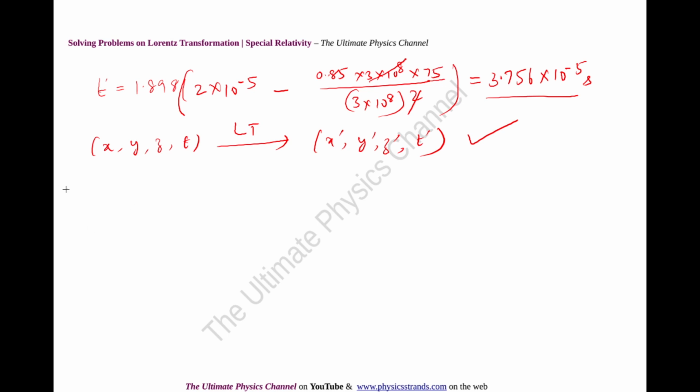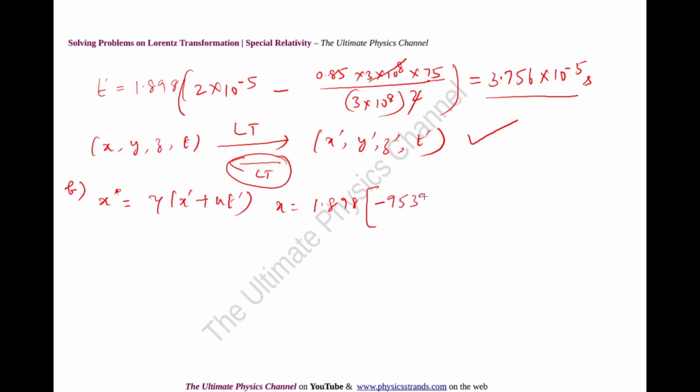Now the second part of the problem, which is the B part, is to reinsert these values and get back these coordinates, the reverse, right? This is the second part now. So x is equal to gamma times x prime plus ut prime. This is the inverse, right? So we are going to try to do that now. So our x is equal to gamma times, so 1.898 times our x prime, which is minus 9539. So we got that, right?